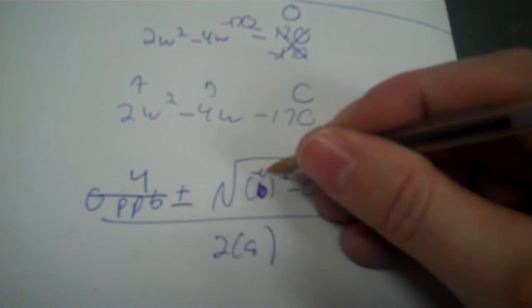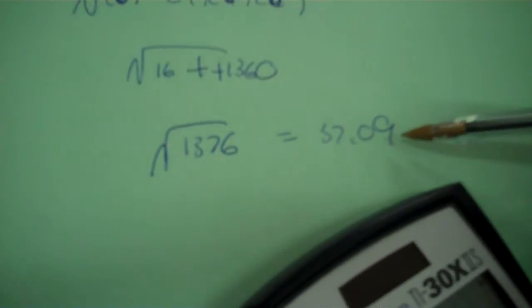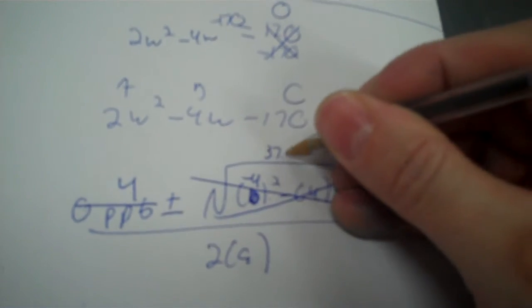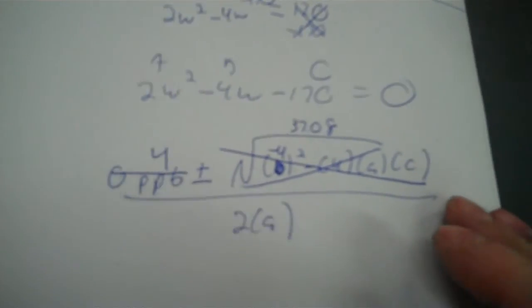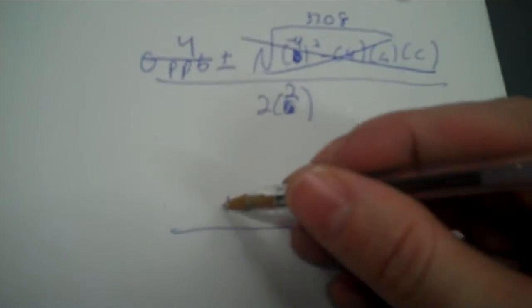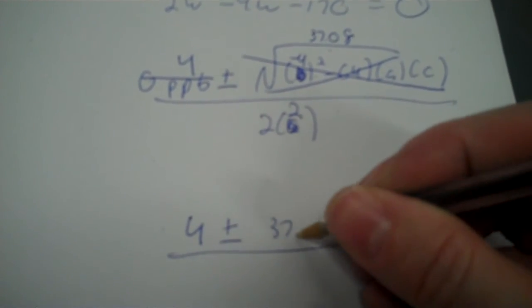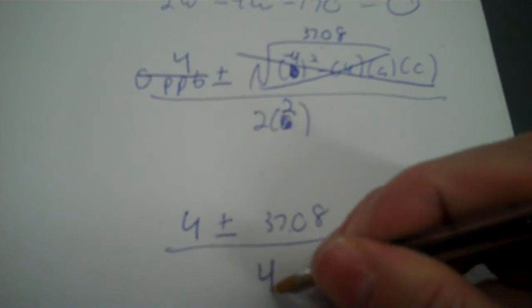So, the opposite of the B is 4. B, negative 4. By the way, haven't I already done the square root part? I think I have. So why don't you just cross that thing out and put 37.08 over the top of it, okay? Your A is 2. So I got 4. I know that that's 37.08. And that's 4, okay?